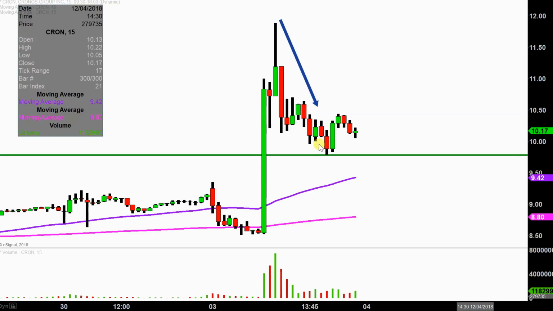And finally we got the answer. No, it did not crash. It found support right there and got a little bounce. So the 9.80 mark is where enough buyers finally stepped back in to stop the bleeding that was occurring. So that'll be the initial level to keep an eye on going forward.